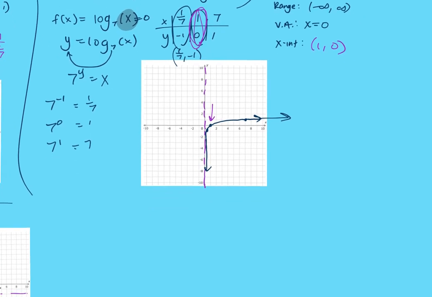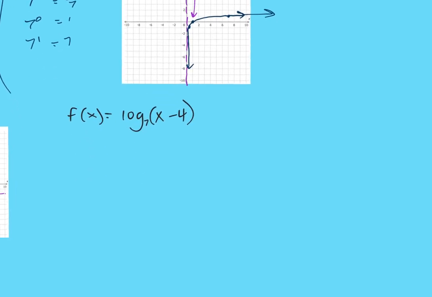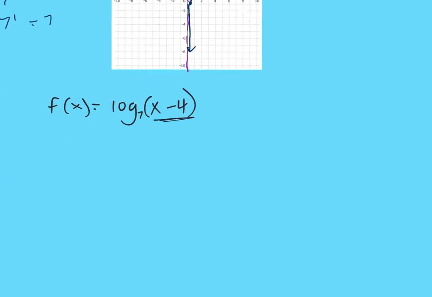Now, the variations on this are if there's something inside the parentheses, so if it was 7x minus 4, let's say, what happens with this? What does that do? It takes my vertical asymptote and shifts it to the right. So my asymptote is going to be at x equals 4. So all the way over here, 1, 2, 3, 4.